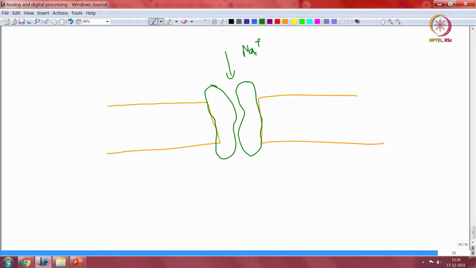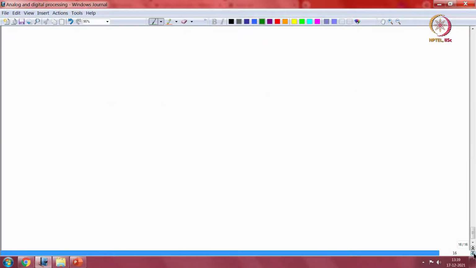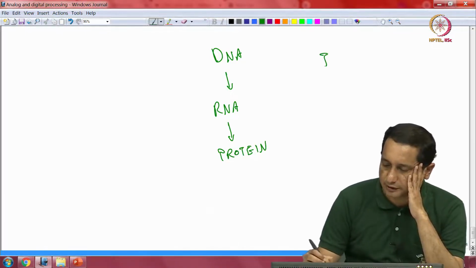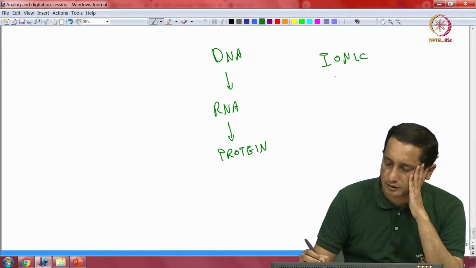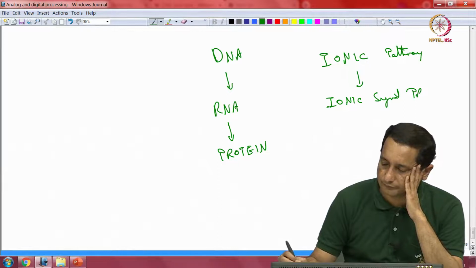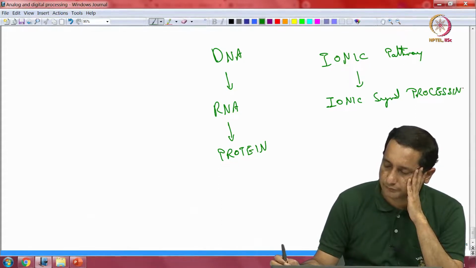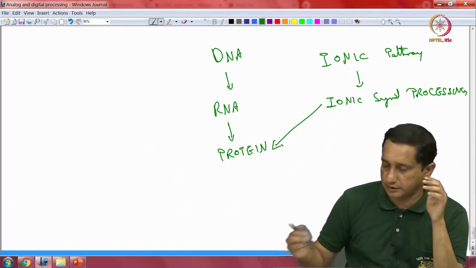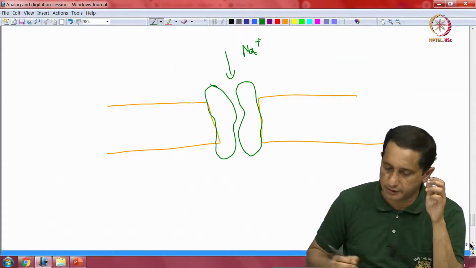So the protein part of the story is the DNA to RNA to protein. How do you couple an ionic pathway, which does ionic signal processing, to this protein pathway? That is the basic question which I am trying to highlight.